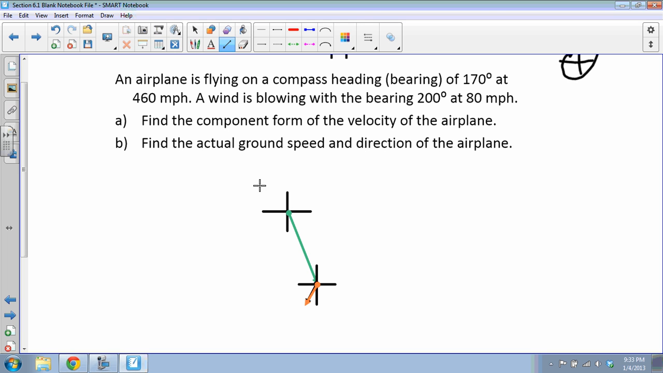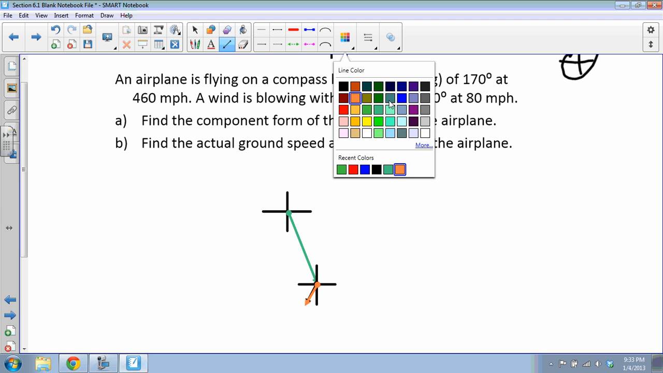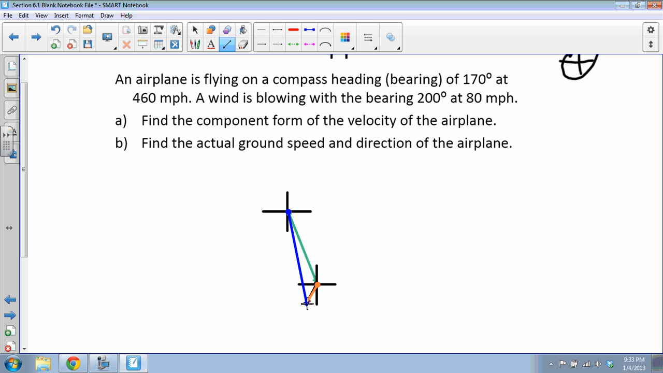So what's happening is that the airplane is actually going along this here. It starts at 0, 0, and ends up here. And so in order to actually figure out the ground speed and direction of the airplane, which is part B, we have to add these two together. And so part A says find the component form of the velocity of the airplane.